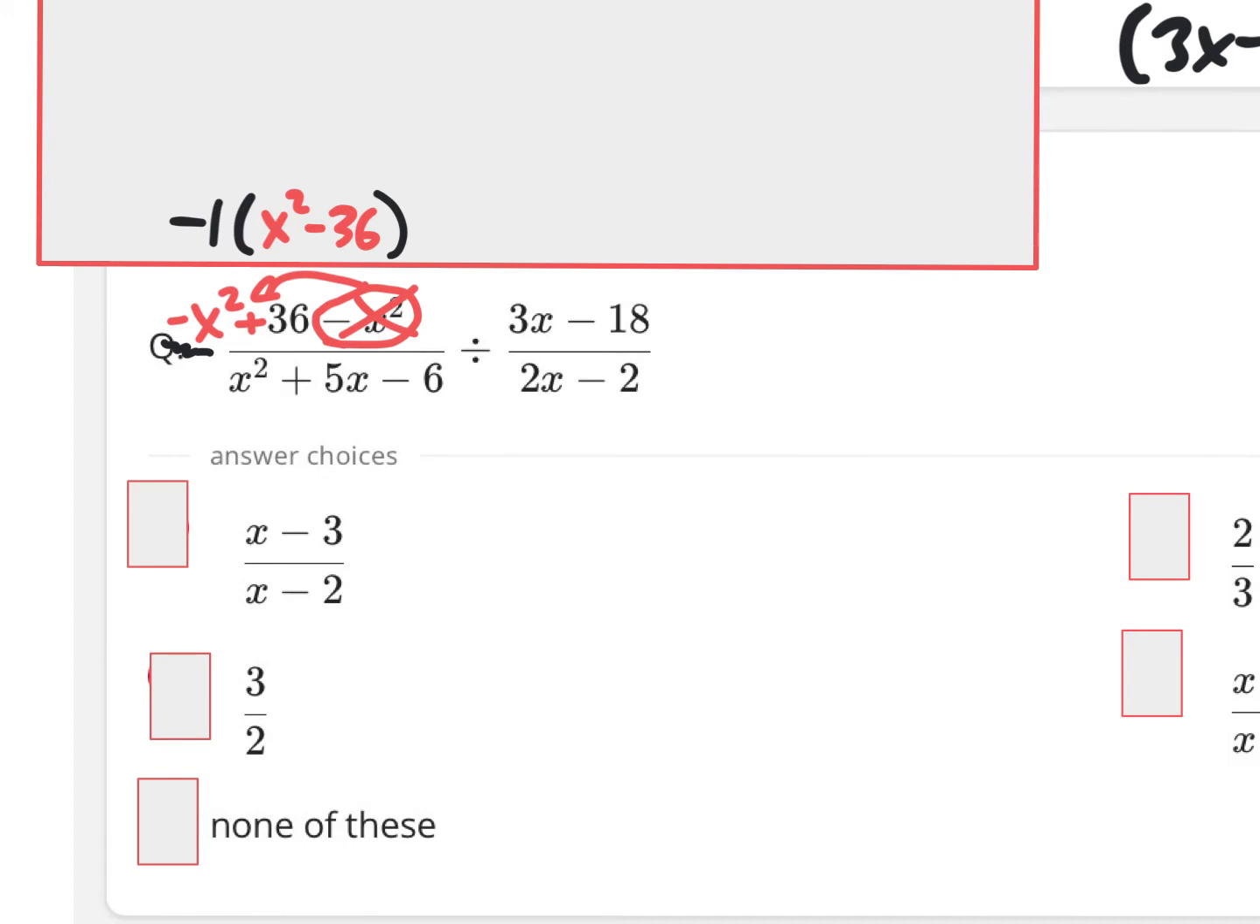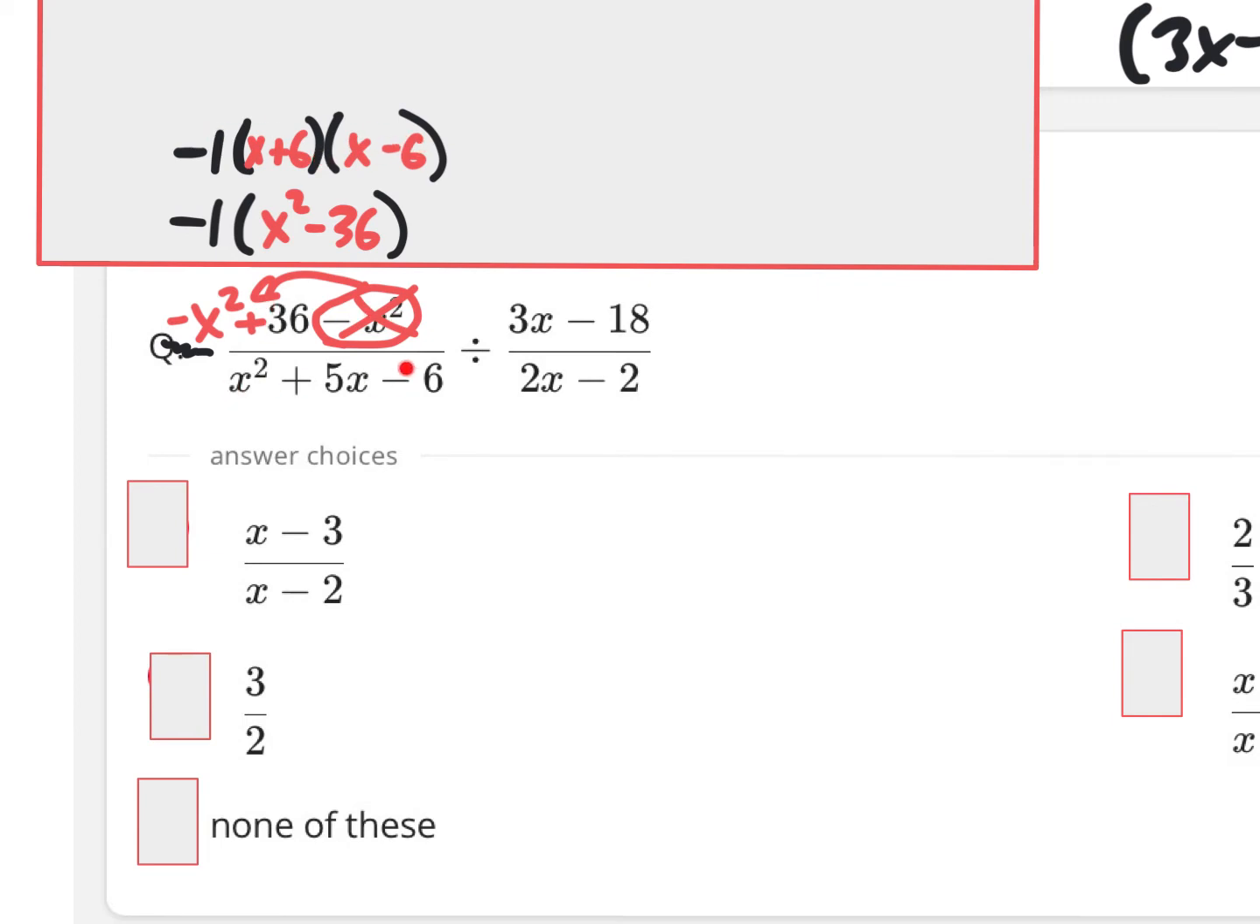So up on top, I'm continuing to factor. I still have the negative 1 out here, but I am now going to factor the x squared minus 36 to become x plus 6, x minus 6. All right, so this upper left numerator on the first fraction got rewritten to this. Okay, so we first switched it, factored out a negative 1, and then finally completely factored all the way up here. Okay, so up here we really have this.